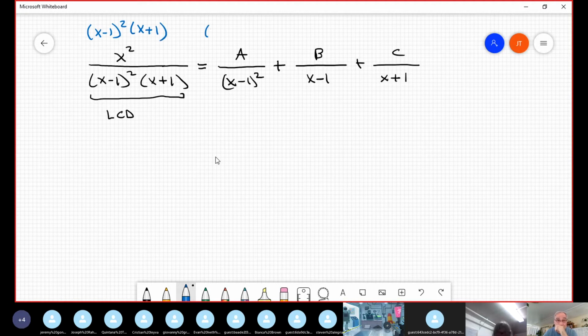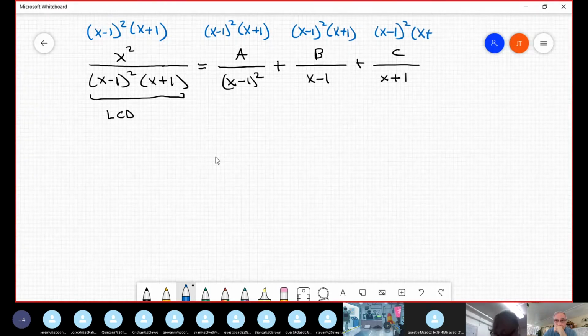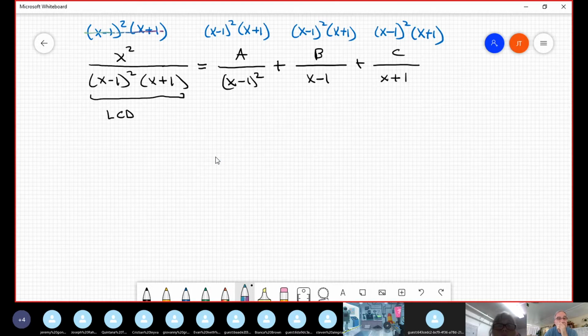One by one, guys. X minus 1 squared, x plus 1. So I can see, wow, look at that. In this case, everything is cancelled, and only x squared stays.